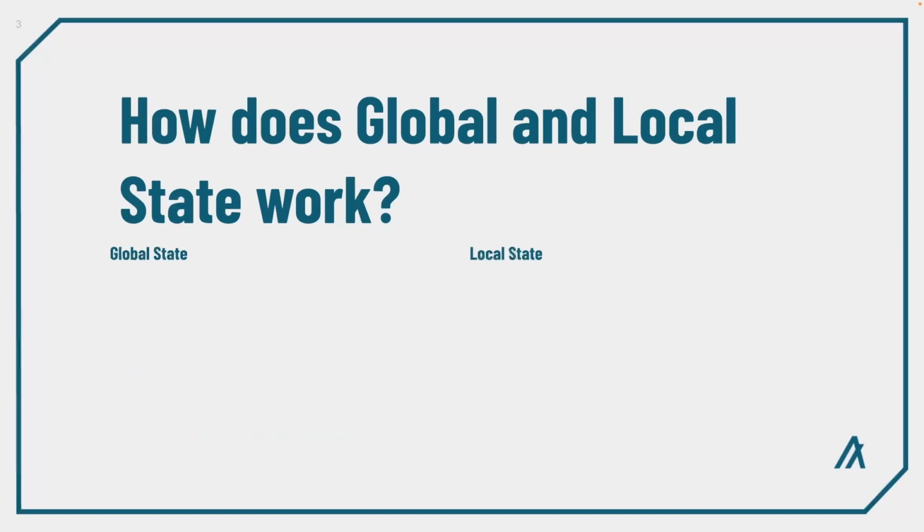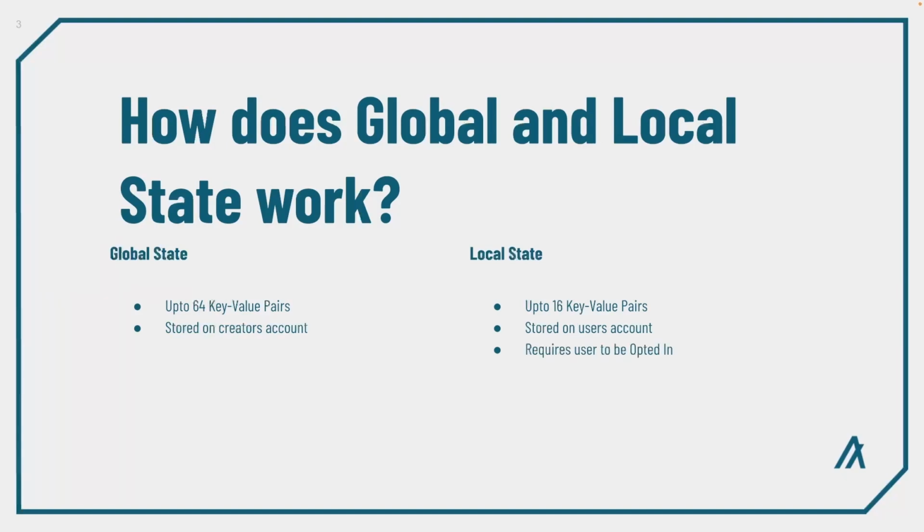Global state can store up to 64 key value pairs and is recorded directly to the smart contract, or rather the creator account. Local state data can store up to 16 key value pairs and is recorded on the user account. But in order for local state to be available for an account, they must have opted in to the smart contract first. Also, a user may choose to issue a clear state transaction at any time, removing their local state data from the ledger.